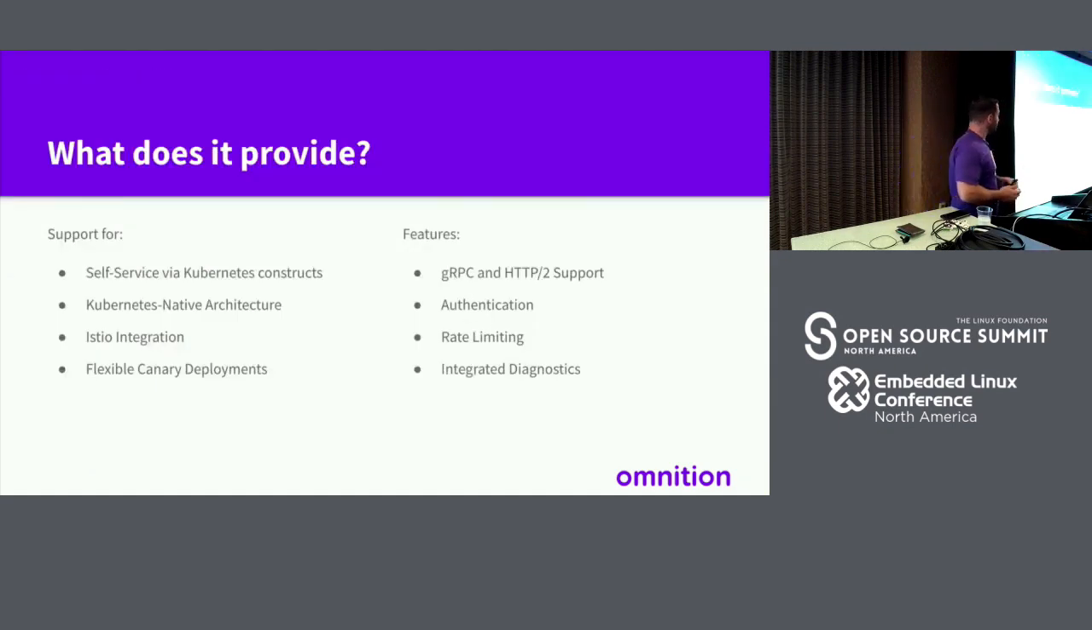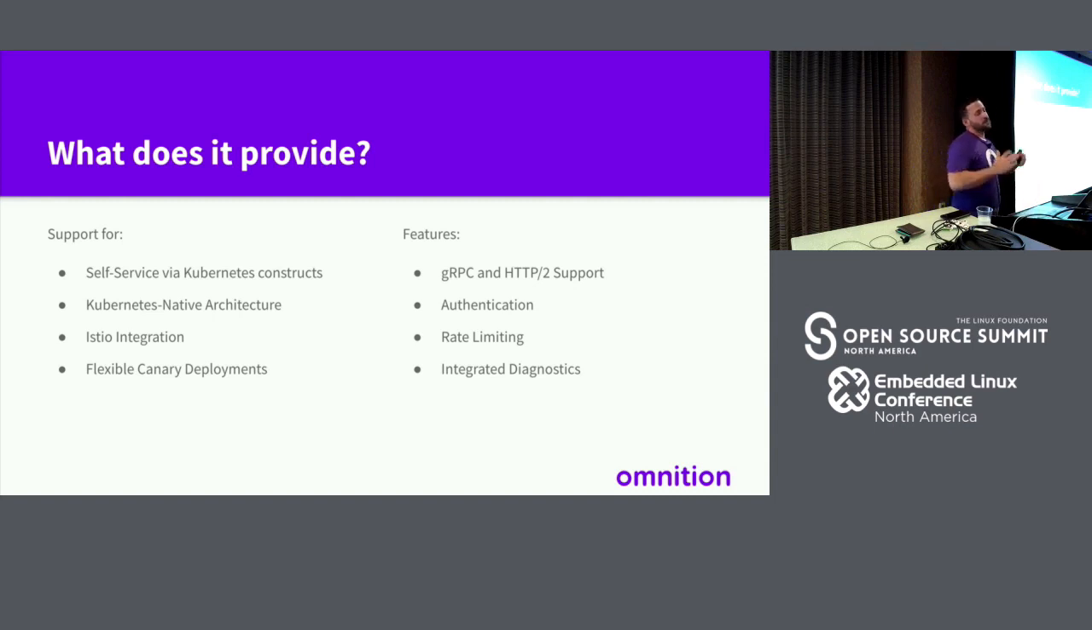So what does Ambassador provide? Well, it focuses a lot on using Kubernetes constructs. That's where it started, so it's very much Kubernetes native. You can do things that you would normally do in Kubernetes through Ambassador. It does have integration with Istio, with service mesh. Again, I'll talk about that in a minute. And there actually is a pretty good focus on development type activities, like a canary deployment. So one of the features that Ambassador offers that a lot of other API gateways do not offer today is traffic shadowing, or the ability to route traffic to multiple destinations at once to do some amount of testing.